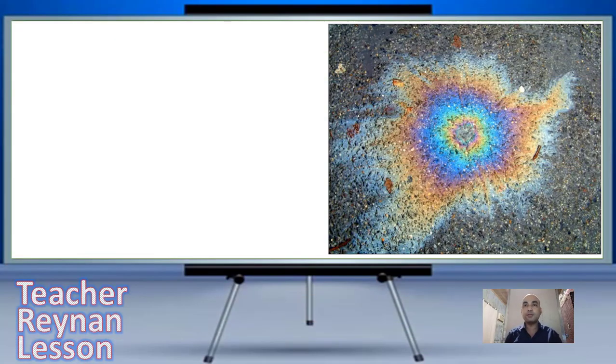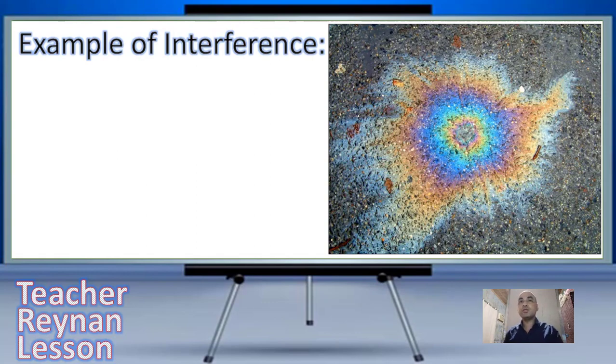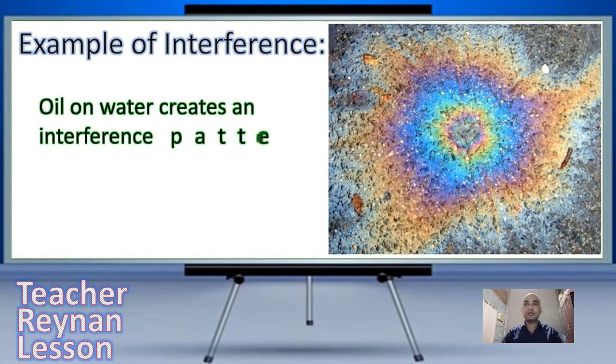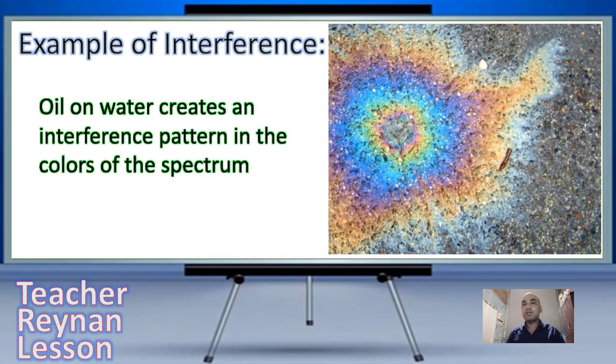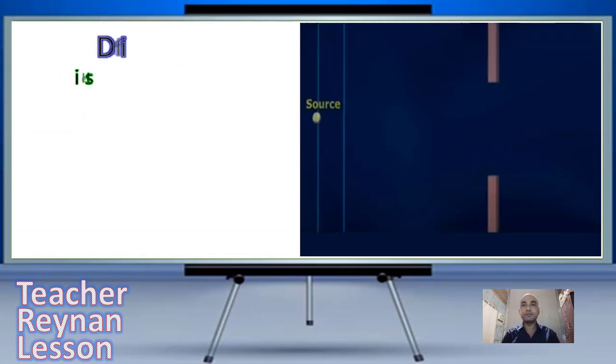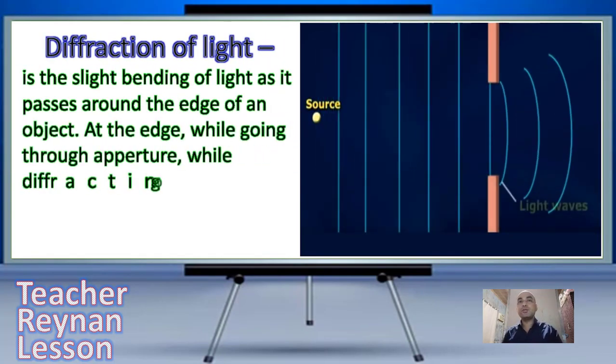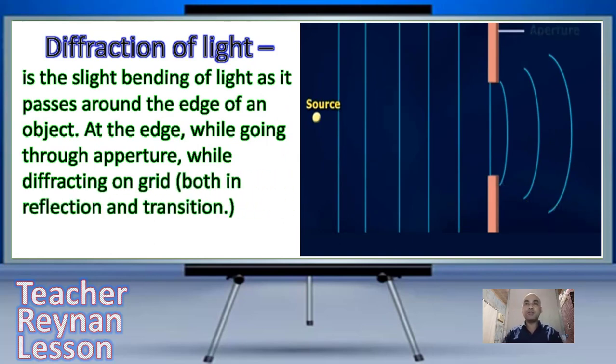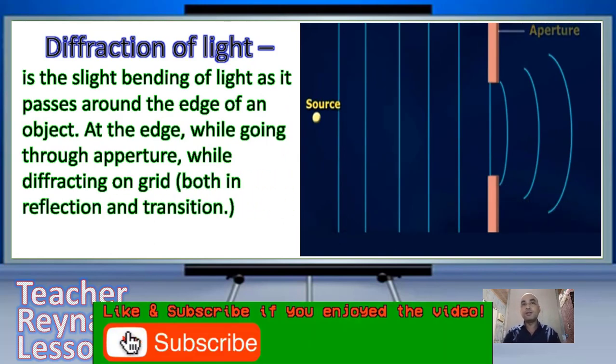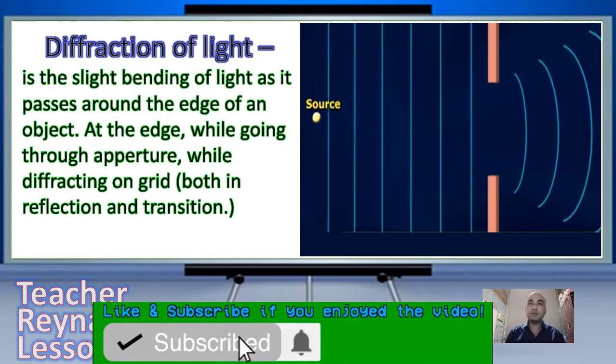An example of interference: oil and water creates an interference pattern in the colors of the spectrum. And last, we have diffraction. Diffraction is the bending of light near the edge of material while going through an aperture, or while diffracting on a grid, both in reflection and transmission.